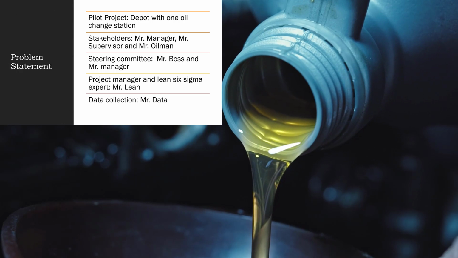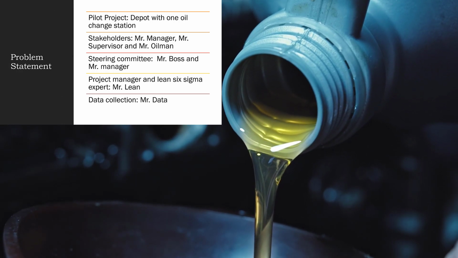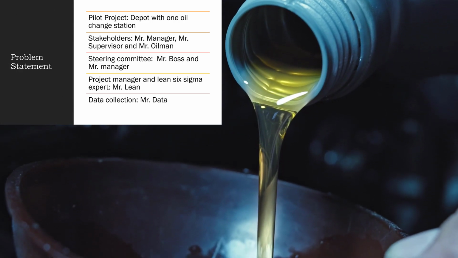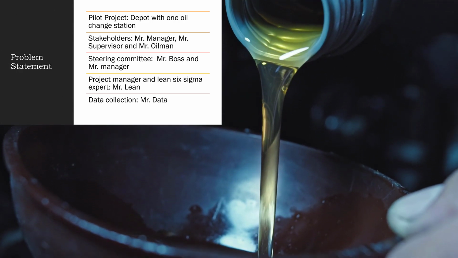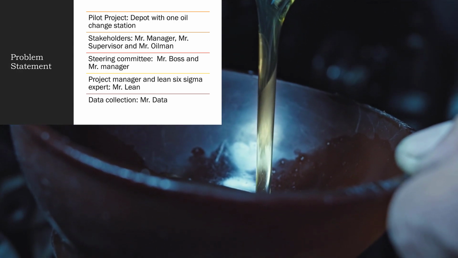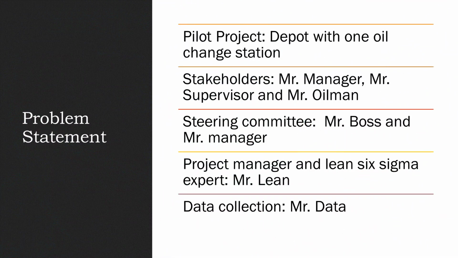Management decided to analyze a depot with one oil change station as a pilot project. The depot has Mr. Manager, Mr. Supervisor, and Mr. Oilman. The steering committee is head of office Mr. Boss and Mr. Manager. Mr. Lean is the project manager and Lean Six Sigma expert, and Mr. Data is the person who is responsible for data collection.